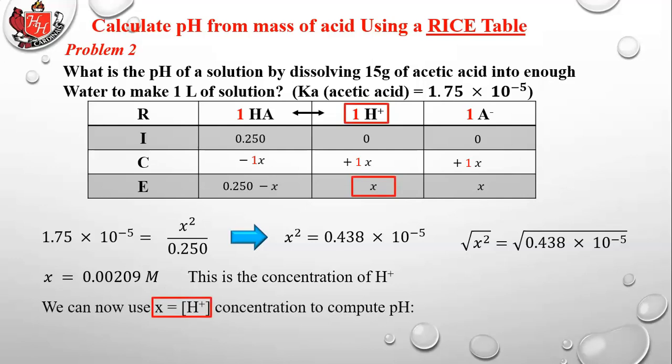So now we can use that x, which equals the hydronium ion concentration at equilibrium, to compute the pH. And so that's going to be pH equals the negative log of x, or the negative log of the hydronium concentration. And that gives you 2.68. Okay, so the same answer we came up with in the previous slide. All right, so just two different ways to do the same problem. It's just an exercise to practice. Be sure you're comfortable using both methods and that you see how both methods work.